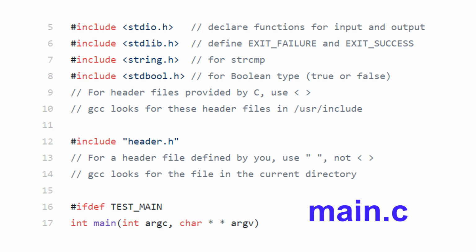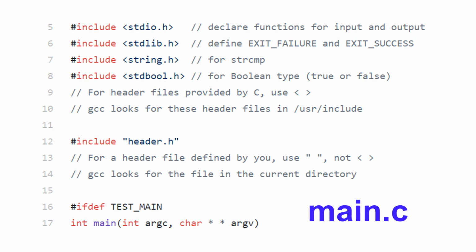The top four, stdio.h, stdlib.h, string.h, and stdbool.h are header files provided by the C language. These header files define the information needed for the program.